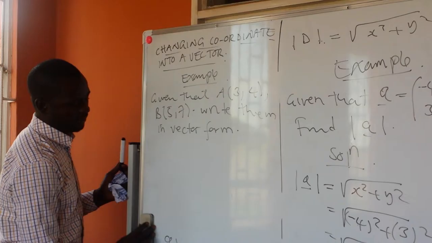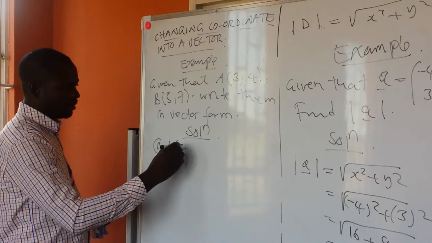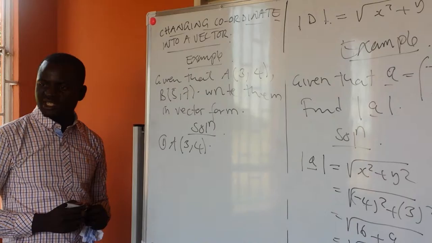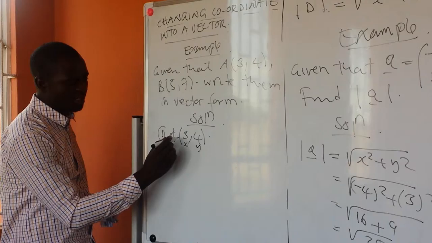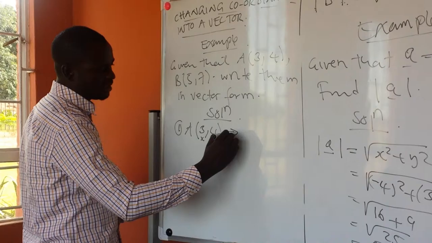So here you are changing coordinates into vectors. Changing coordinates into vectors, solution. This is very simple. I'll start with number one. You've got coordinate A (3, 4). Now they want you to change this into a vector. You should remember also that a coordinate is always (x, y). So this is x, this is y.